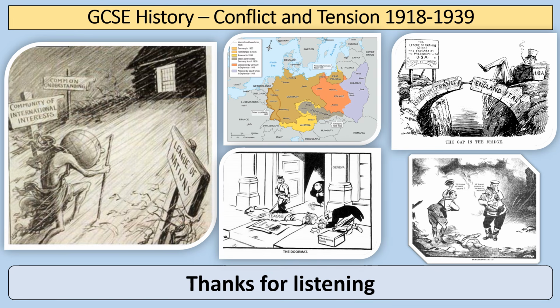So that's been a revision video, just looking at the first part of the course there, looking at the aims of the Big Three and looking at some of the key events of the Treaty of Versailles of 28th of June 1919. That was signed in the Hall of Mirrors at the Palace of Versailles in France.